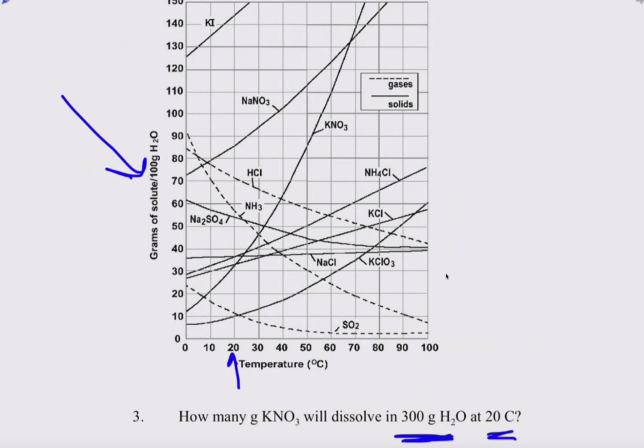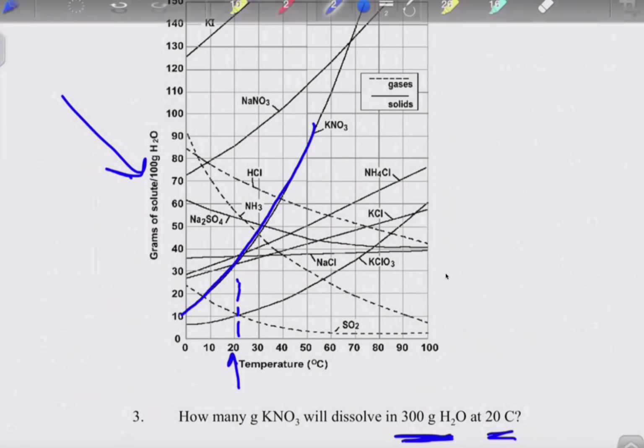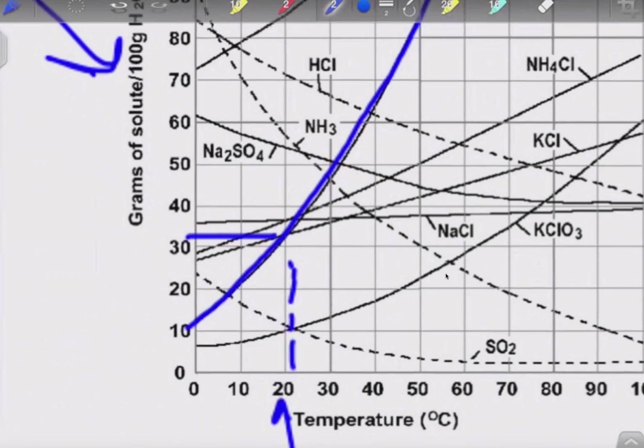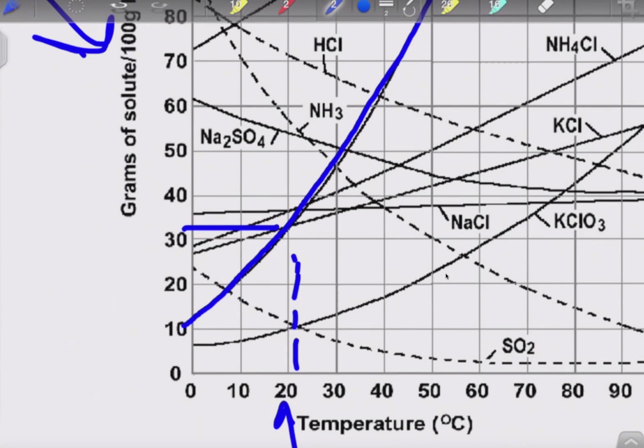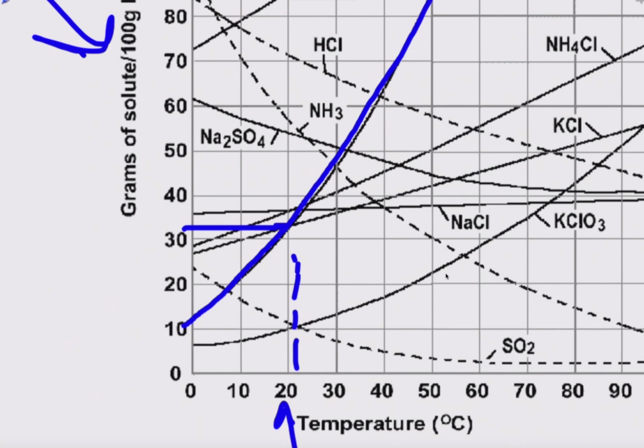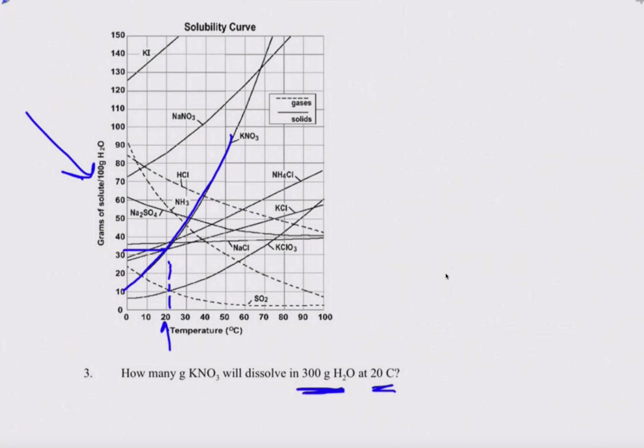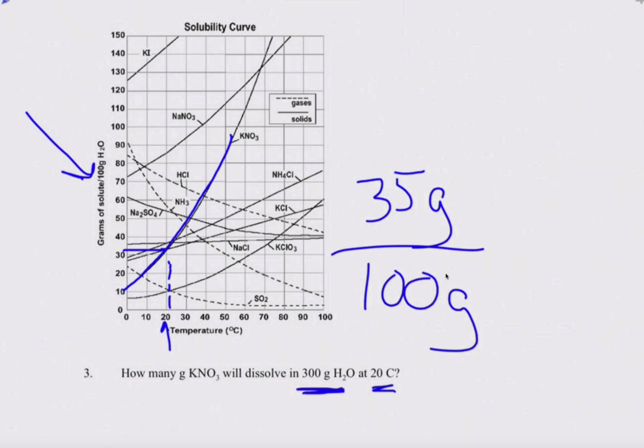So we're looking at potassium nitrate, which is this line here. And at 20 degrees, if we go up, we would have, let's say it's right up just above the 30 here. If we zoom in a little, we could even call that, let's call it 35 just to make it a round or even number. So we could have 30 grams in 100 grams of water, 35 grams in 100 grams of water. That's what the chart shows us. It's based on 100 grams.